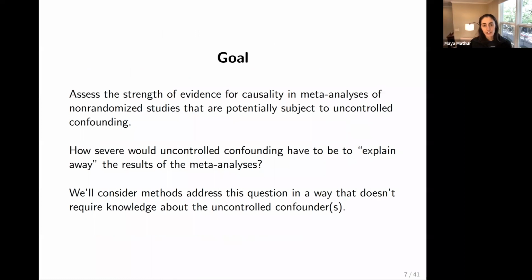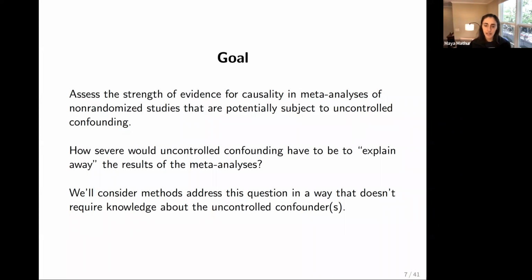So my goal today is to discuss how we might quantitatively assess the strength of evidence for causation in meta-analyses of non-randomized studies that might be subject to uncontrolled confounding. And there's a number of methods to do this. They're generally called sensitivity analyses. And the ones I'll focus on today try to get at this by answering the question, how severe would uncontrolled confounding have to be in order to explain away the results of the meta-analysis in a way that I'll formalize later.